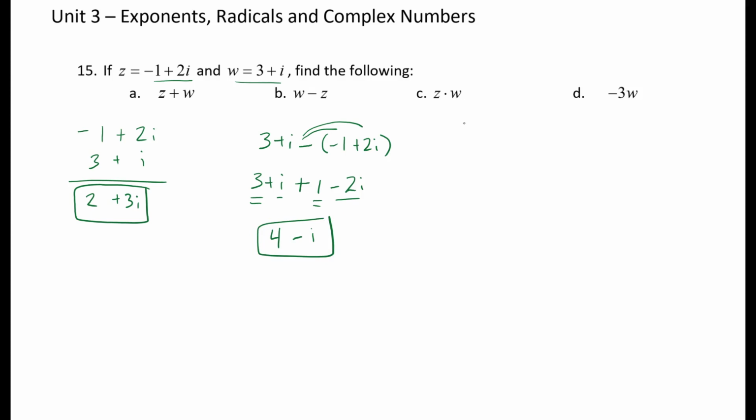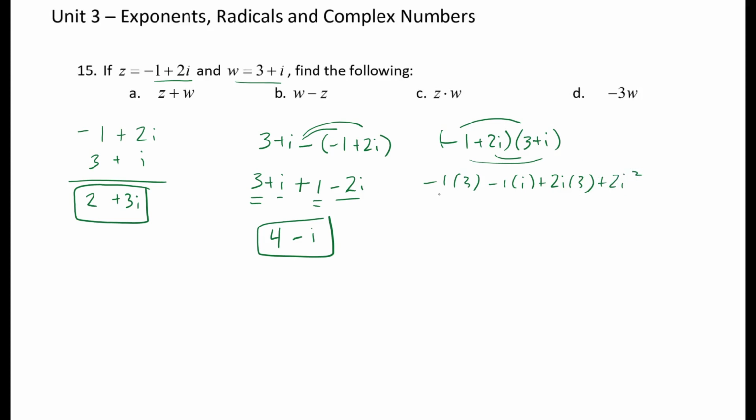z times w. The key thing here is to remember you have to do a FOIL type operation here because we have two little binomials here that we're multiplying with each other. So the first piece will do the first, so that's -1 times 3. The outer is -1 times i. The inner is 2i times 3, and then the last is plus 2i squared.